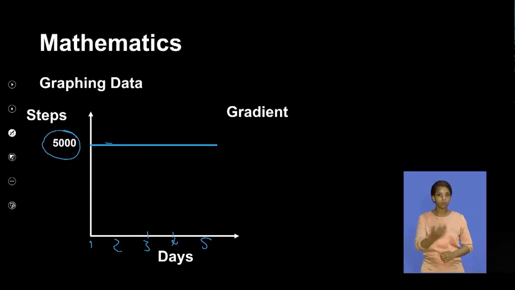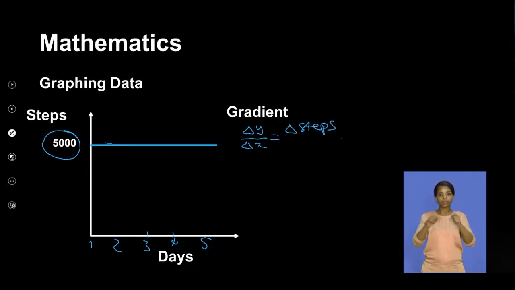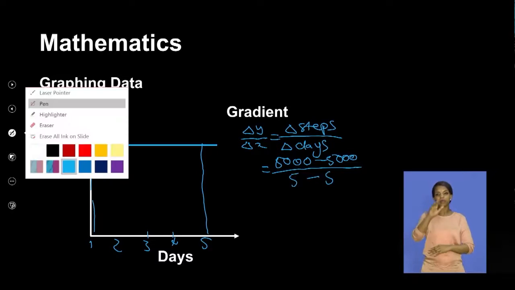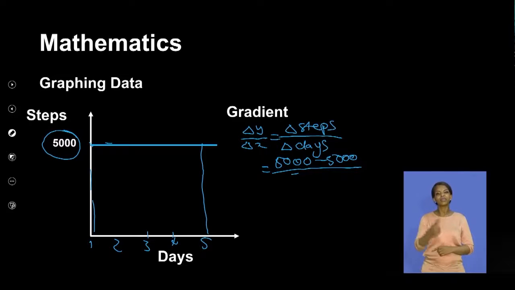Remember that our gradient is going to be our change in y over our change in x, right? So in this instance, it will be our change in steps, and then we will divide it by our change in days. So our change in steps in this context will be 5,000 minus 5,000. We can take this day here and that day there. So this was when the person walked 5,000 on the 5th day, minus when they walked 5,000 on the first day. So this will be 5 minus 1. So you can see this becomes 0 over 4, which then becomes 0.